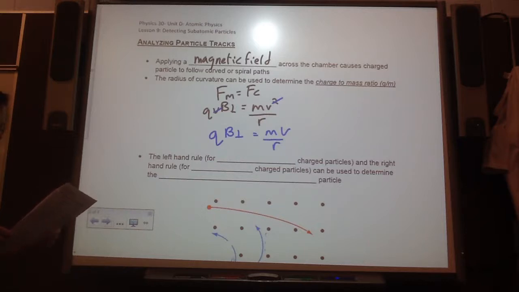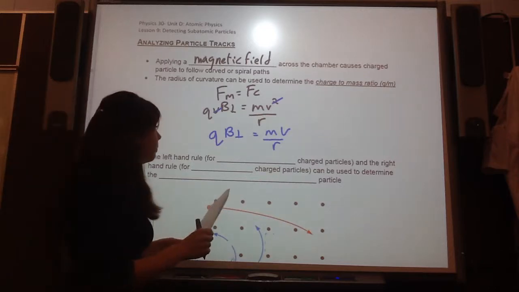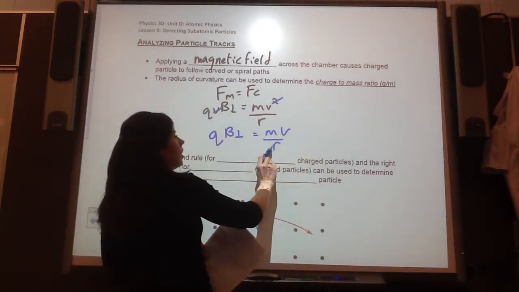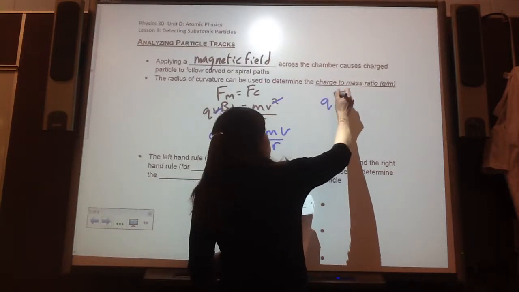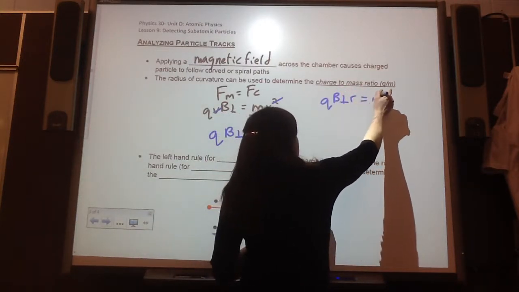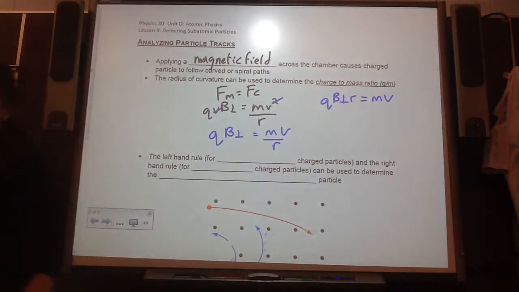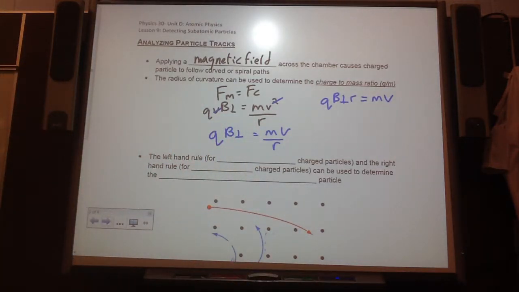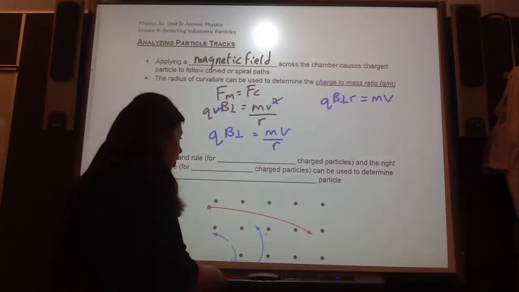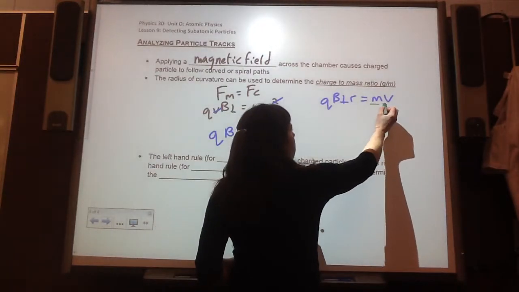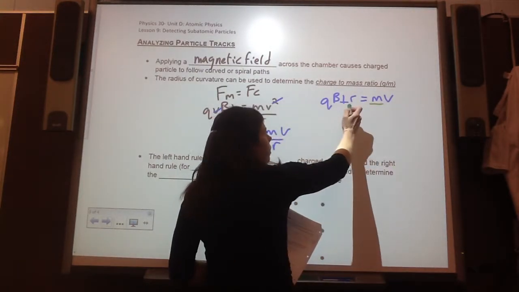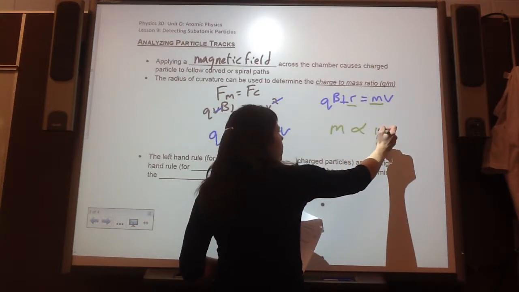Now what I want to do is set up how mass is related to my r. So I'm going to multiply by r and put it over here. So qB perpendicular times r is equal to m times v. Now, there's a lot going on here, but if we have our magnetic field stay the same, what's different about the particles coming in is their charges and their masses. So what we can see is if the mass of our object increases, our radius will increase. So they're proportional to one another.